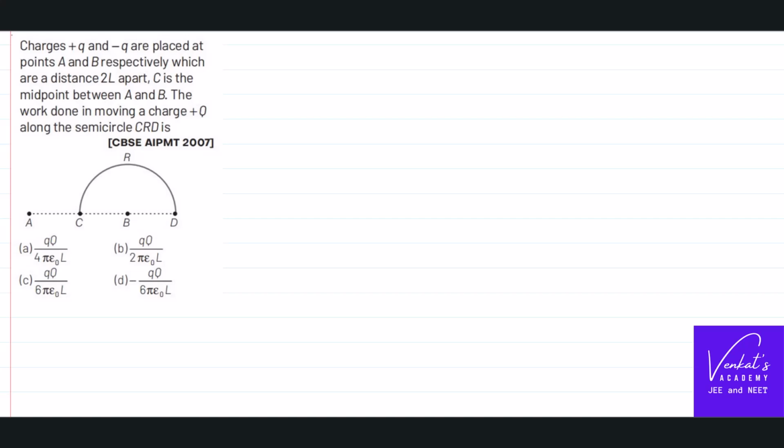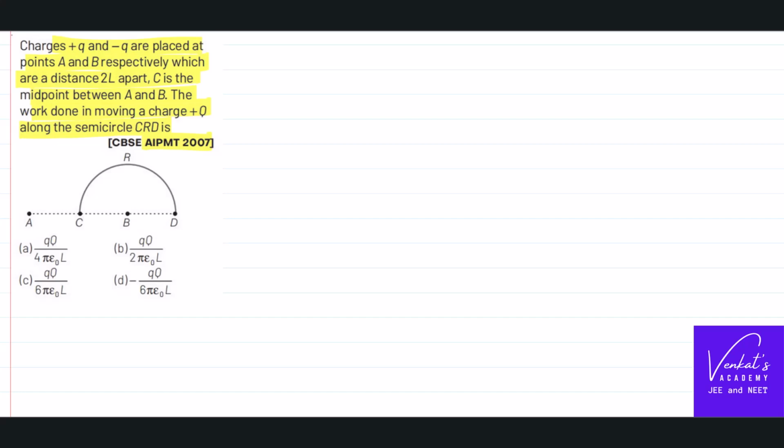This is an IIT JEE question on electric potential and capacitance, depending on electrostatic potential energy. It says charges plus q and minus q are placed at points A and B respectively. The distance between them is 2L. C is the midpoint. Find the work done in moving the charge q along the semicircle CRD.